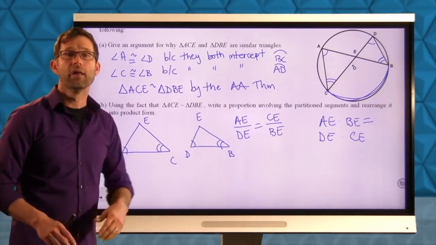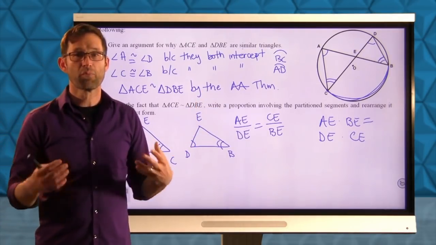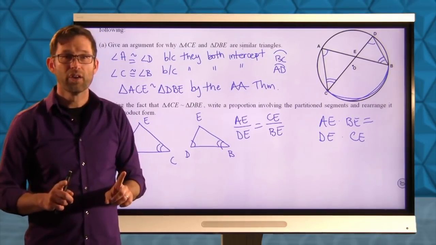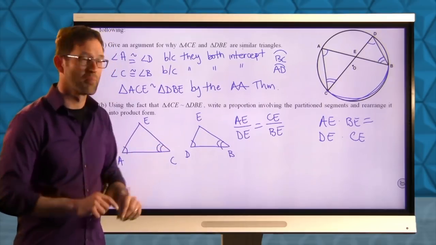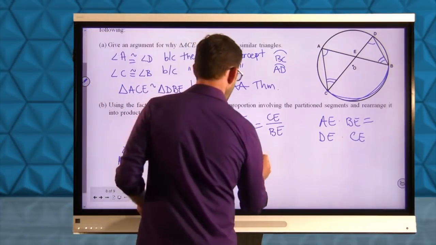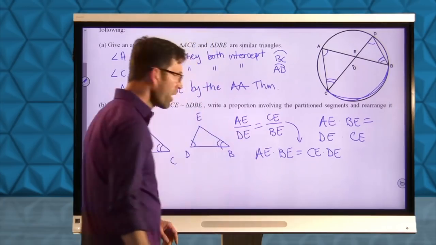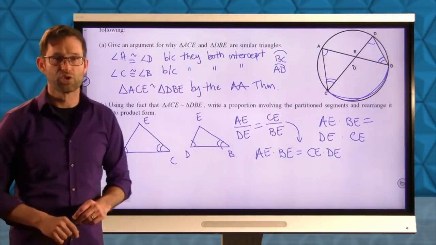That's the fact that, right, that sides are proportional in similar triangles. But now, using the product of the means is equal to the product of the extremes, I can now write AE times BE is equal to CE times DE, right? The product of the means is equal to the product of the extremes.